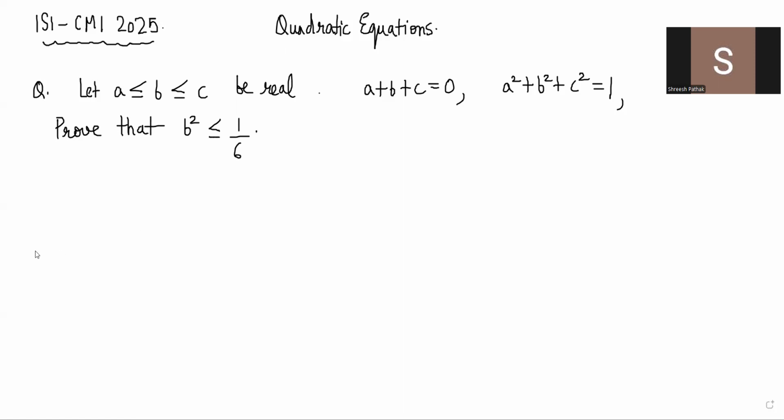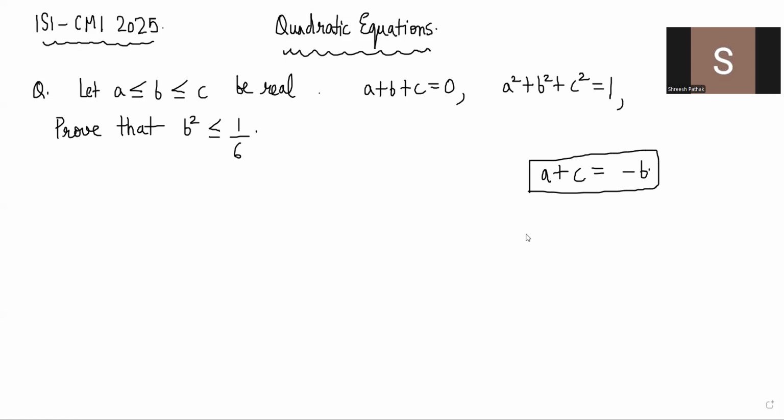So there is a reason we are trying to do this problem in the chapter on quadratic equations. Right now there is no reason why it should be a quadratic equations problem. So we can take C as minus A plus B, and then we can put it in the equation. But you should not put C as minus A plus B. You should isolate B, because you have to prove things about B, right? So don't try to convert C into minus A plus B. That won't help.